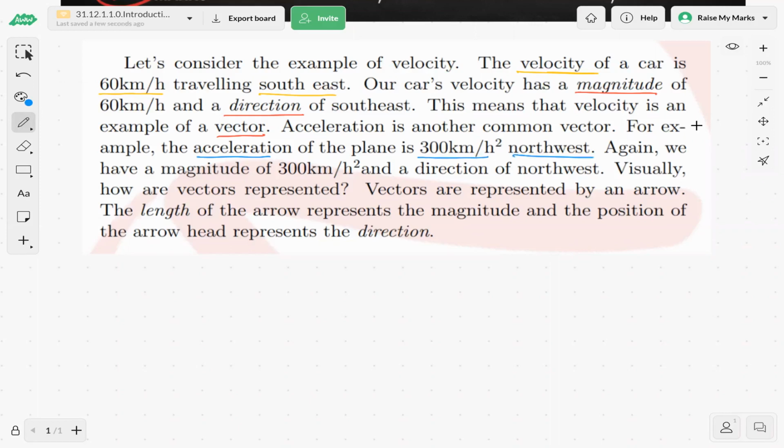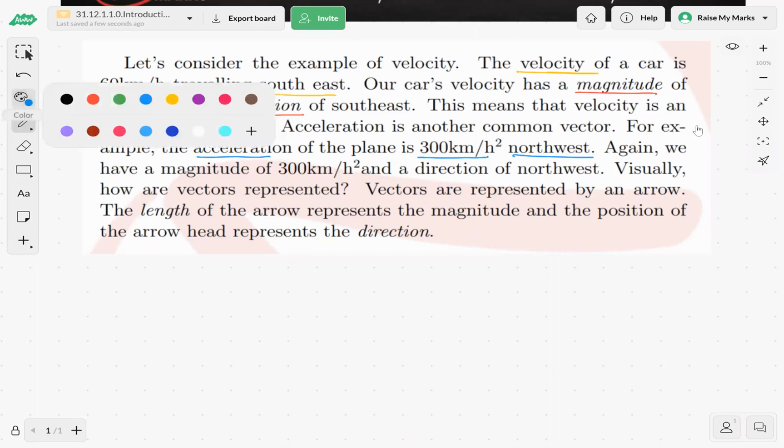Visually, how is a vector represented? Vectors are represented by an arrow. The length of the arrow represents the magnitude of that vector, and the position of where the arrowhead is, in direction, represents the direction. So let's try and represent our velocity and our acceleration as a vector visually as some kind of arrow.